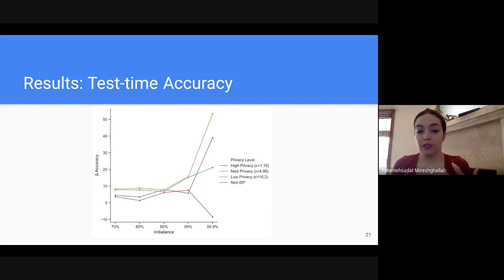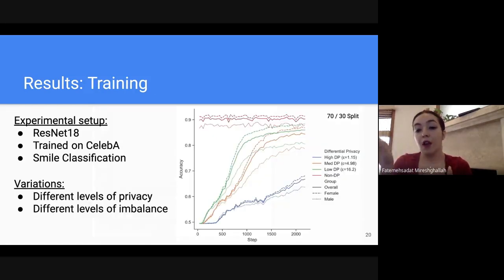So we know that even small imbalances can cause degradations in the difference between accuracies. Another thing we observe here is that, surprisingly, the worst one is the medium epsilon, the medium privacy level, not the highest privacy, which might be opposite to what we would expect. But it also makes sense, because if you look here, the highest privacy one has really lower accuracy compared to the others.